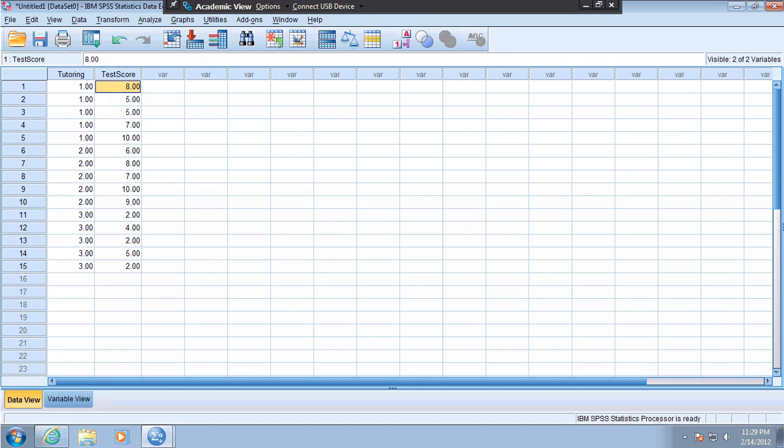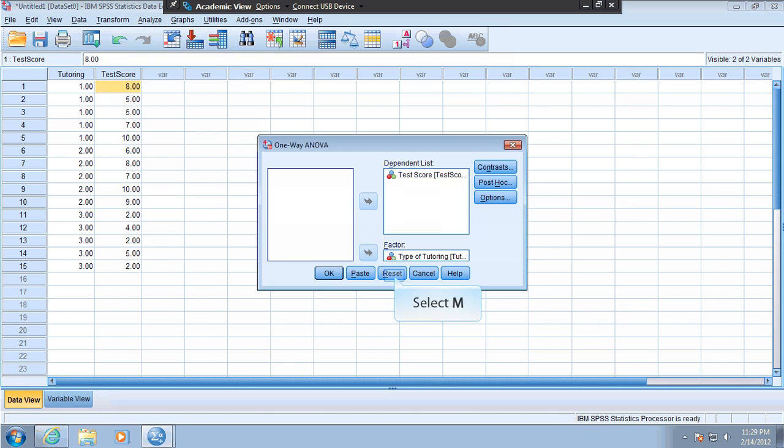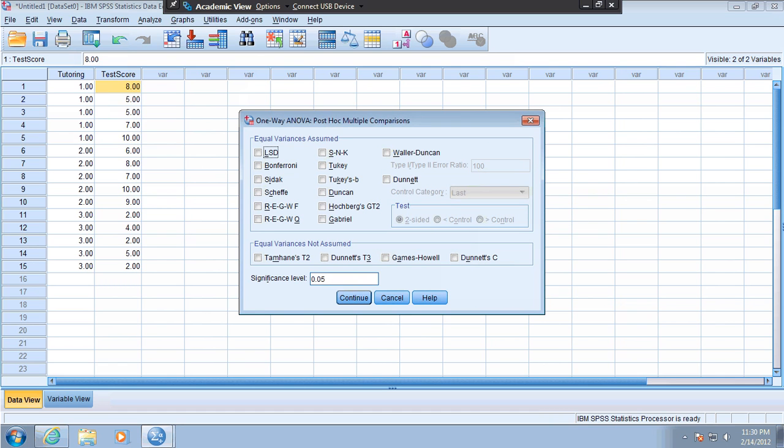To run the one-way analysis of variance, you'll do Analyze, Compare Means, and One-Way ANOVA. Then we need to put the dependent variable, or the data that we'll be analyzing, in the dependent list, and the independent variable, which is defining our groups, as the factor. When running the analysis, you do want to click on the post hoc tests and then choose the appropriate post hoc procedure. Two common procedures are the Scheffe procedure and the Tukey procedure.